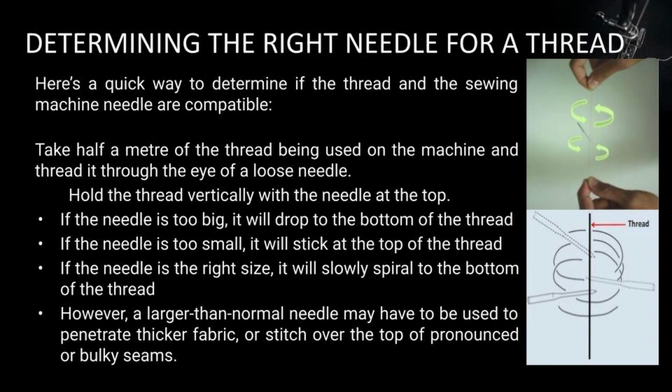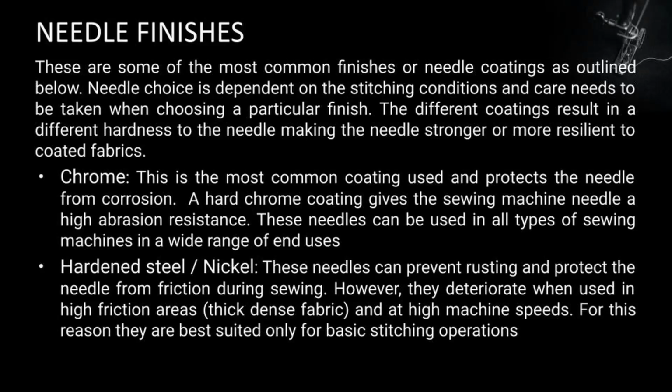How to determine the right needle for the thread? Here is a quick way to determine if the thread and the sewing machine needle are compatible. We should take half a meter of the thread being used on the machine and thread it through the eye of a loose needle. Hold the thread vertically with the needle at the top. If the needle is too big, it will drop to the bottom of the thread. If the needle is too small, it will get stuck at the top of the thread. If the needle is the right size, it will slowly spiral to the bottom of the thread. However, a larger than normal needle may have to be used to penetrate thicker fabric or stitch over the top of a bulky seam.